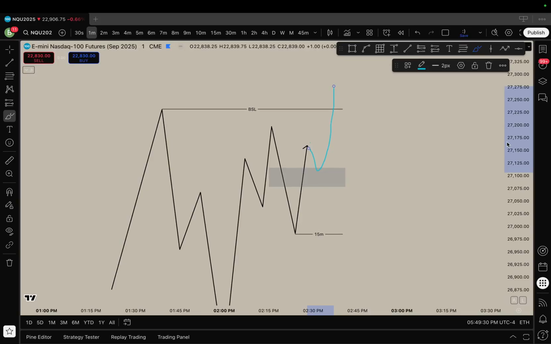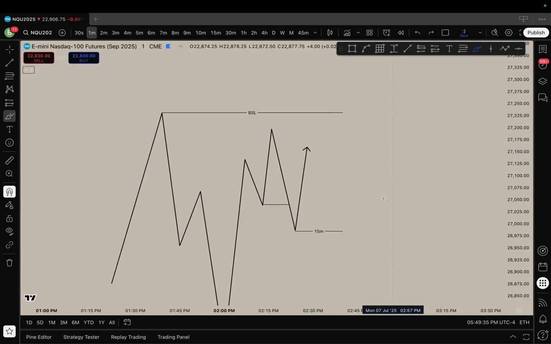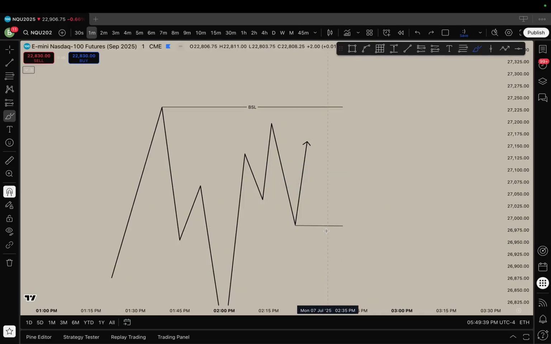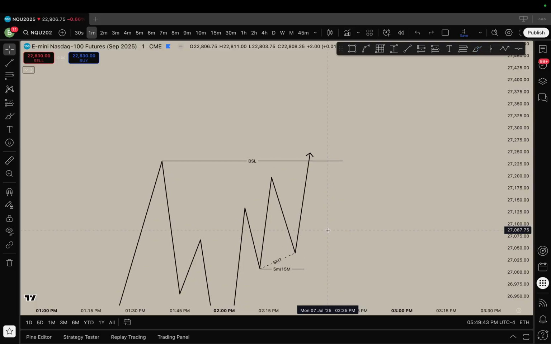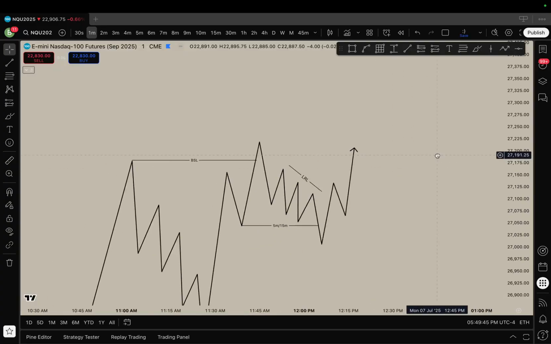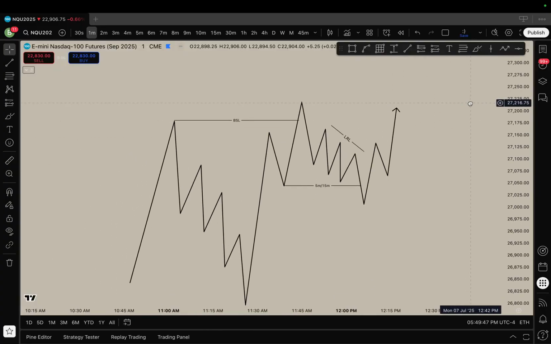Okay, so A+ scenario, and again, this is your A+ continuation model, and let's just show it again with the SMT. Okay, now I'll show you guys the other scenario that we have, which is going to be if we have already taken out this buy side, right?